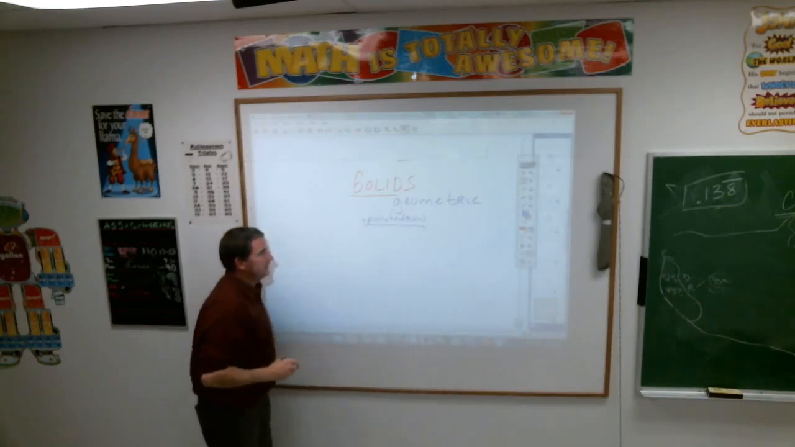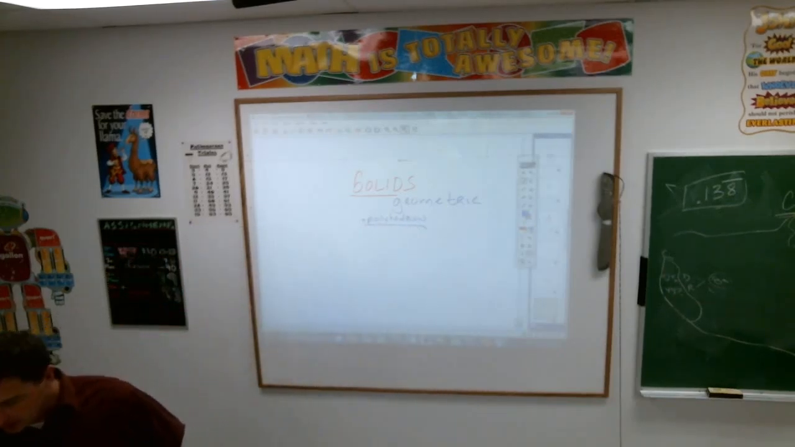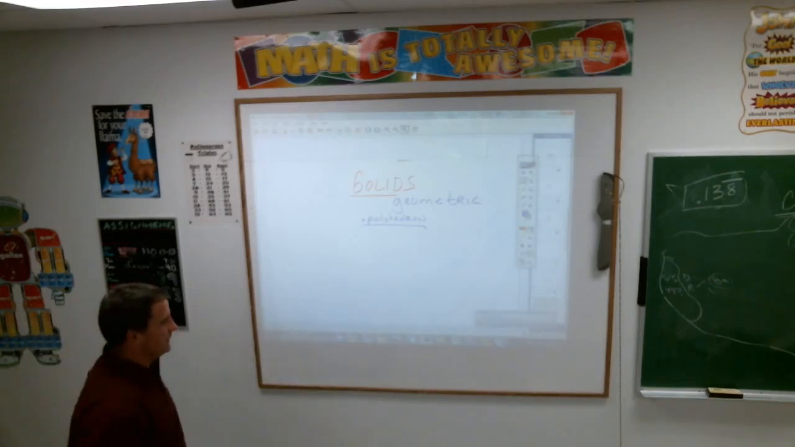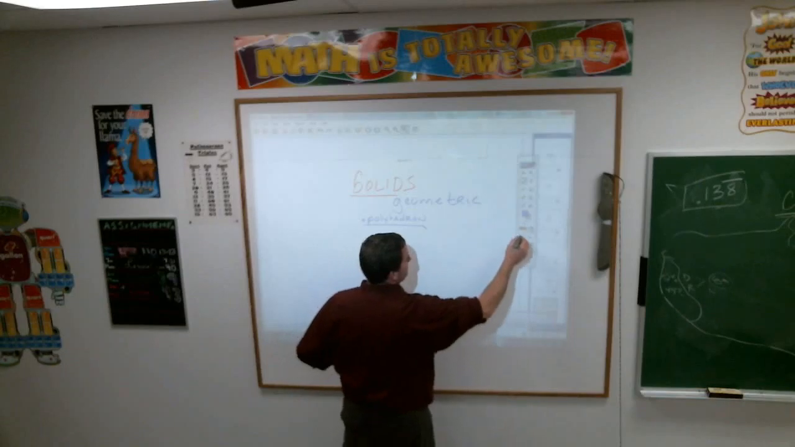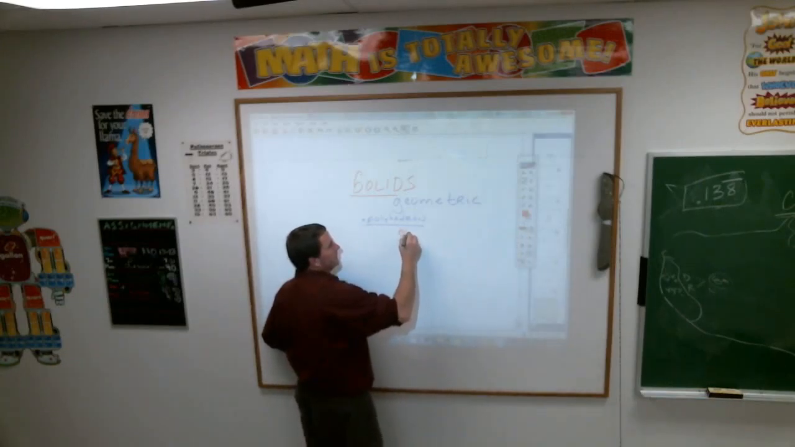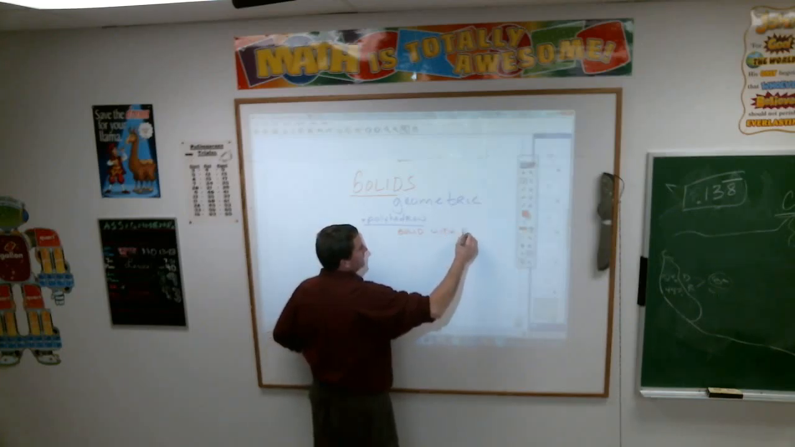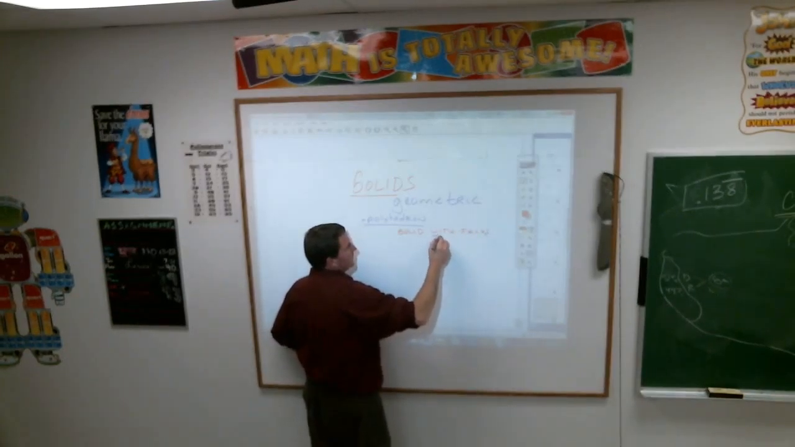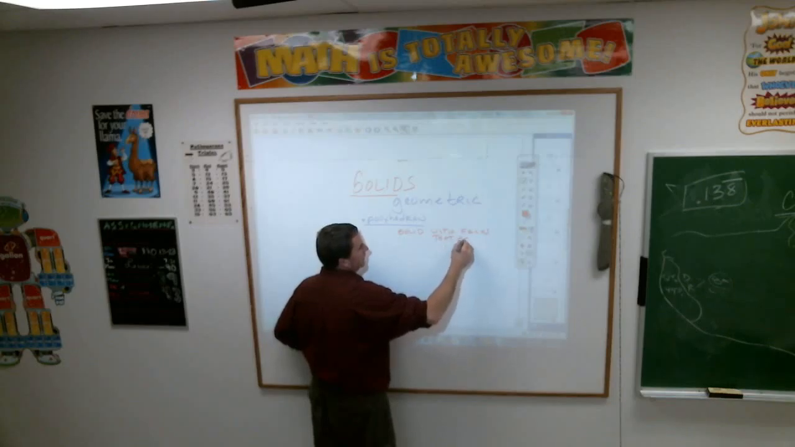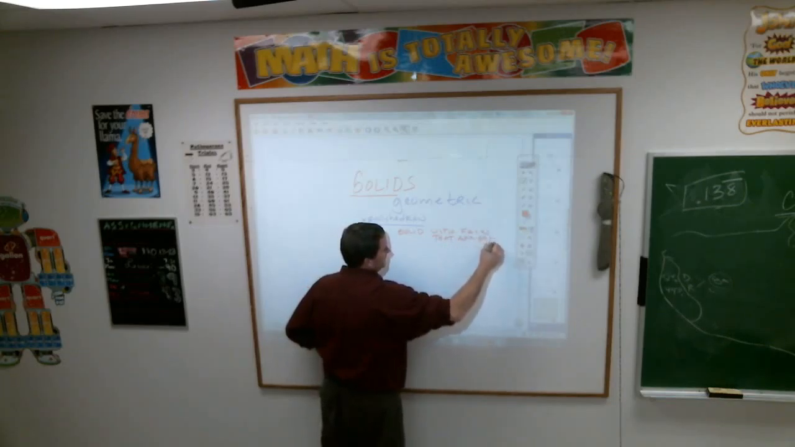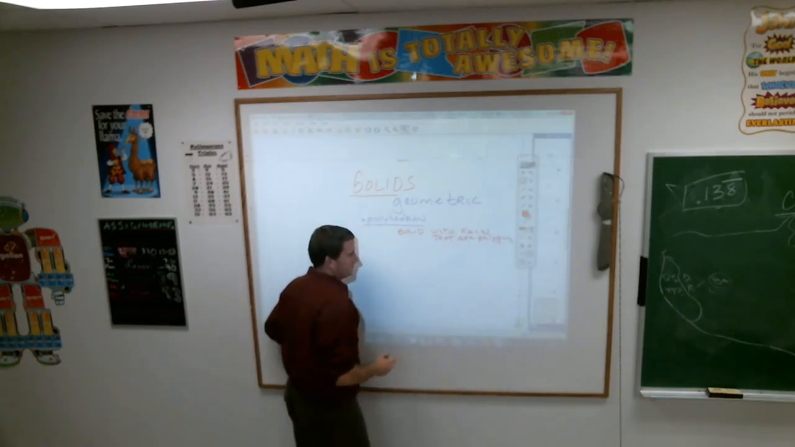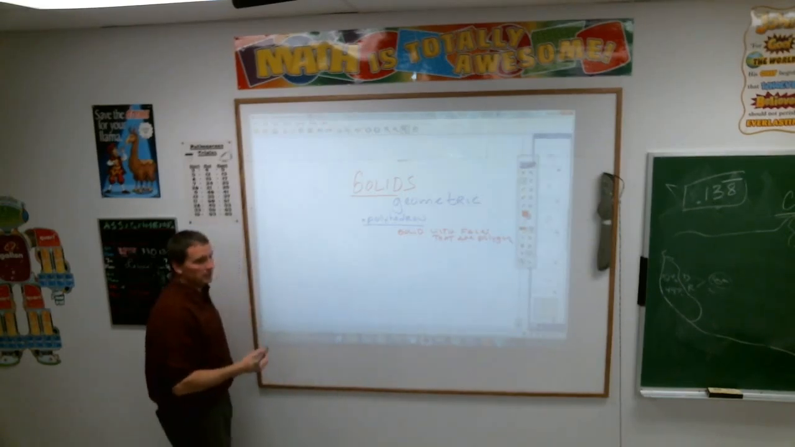A polyhedron, and this is only for definition's sake, kids, is a solid that has faces that are all polygons. A solid with faces that are polygons. You remember what a polygon is? It has to be made up by straight lines and closed.